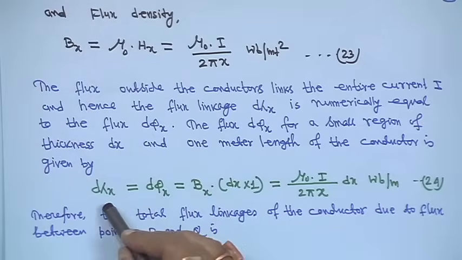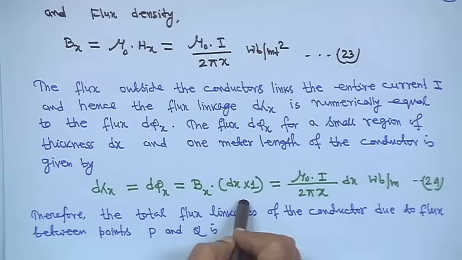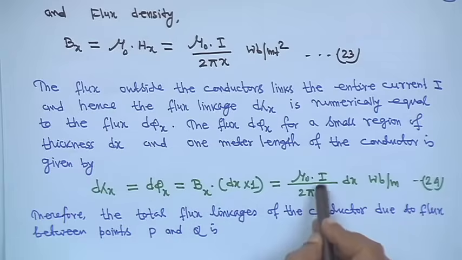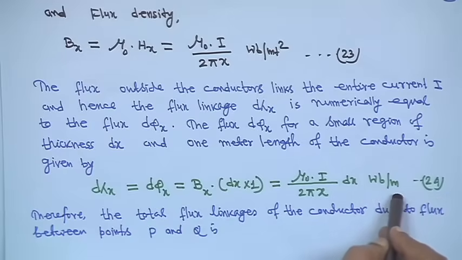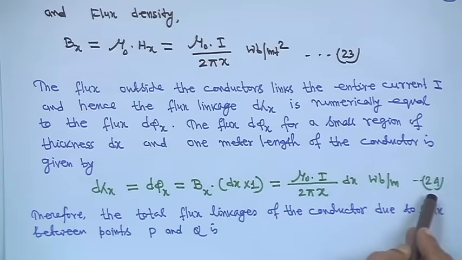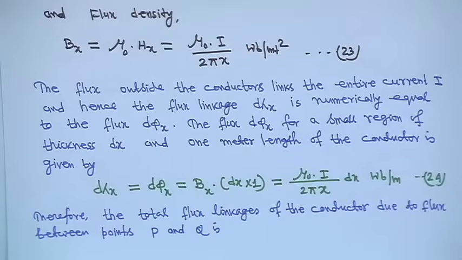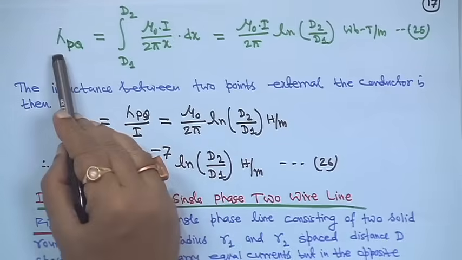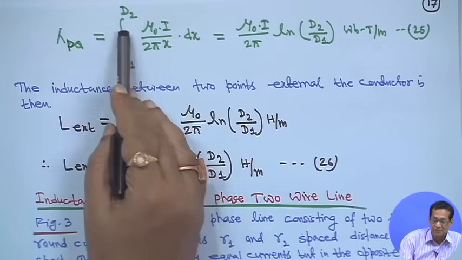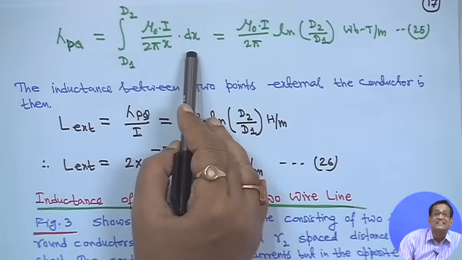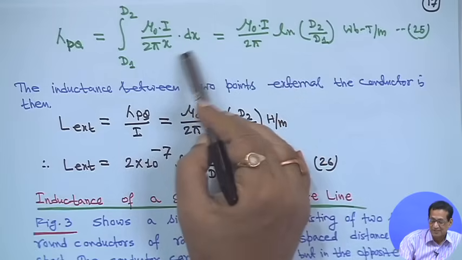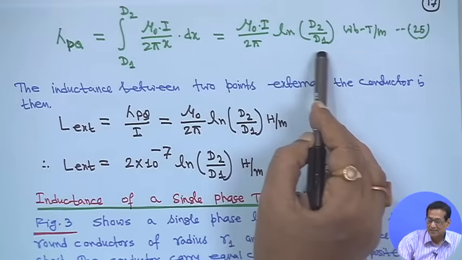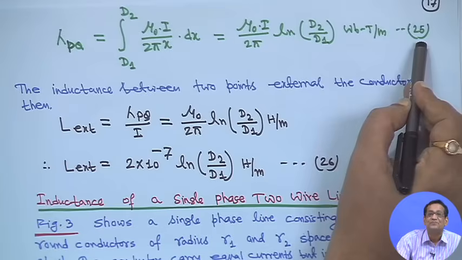So in this case, same as before, d lambda x equals d phi x equals Bx into dx into 1. Substituting Bx again, it is mu 0 I upon 2 pi x dx, in Weber per meter. This is equation 24. Therefore, we have to obtain the total flux linkage of the conductor due to flux between points P and Q. The distance of point P from the center of the conductor is d1 and that of point Q is d2. So we integrate this: lambda pq between these 2 points, with integration limits d1 to d2, of mu 0 into I upon 2 pi x into dx, equal to mu 0 I upon 2 pi, and if you integrate it, it will be the natural log ln d2 upon d1. This is equation 25.